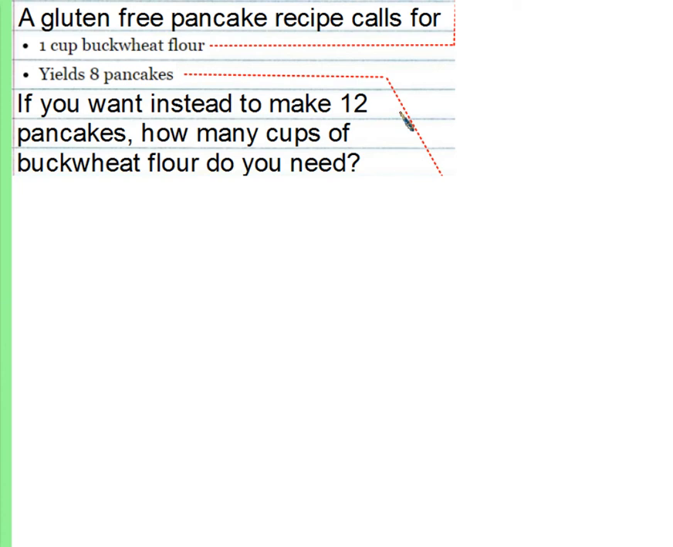If you want to make 12 pancakes instead of 8, how many cups of buckwheat do you need? 1 1/2. Okay. So, how did we set that up? You do 1 is to 8, is equal to x over 12. X is to 12. And you cross multiply. 8x equals 12. And then divide by 8 on both sides. x equals 3/2.